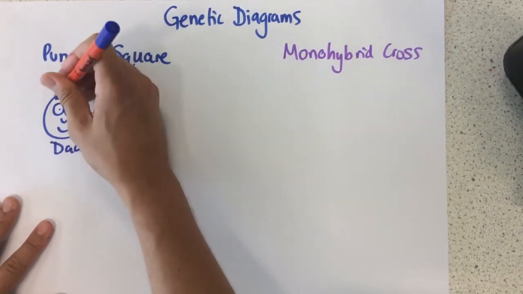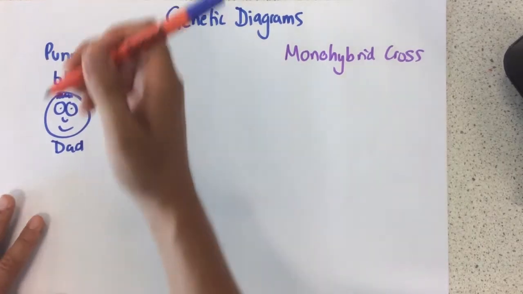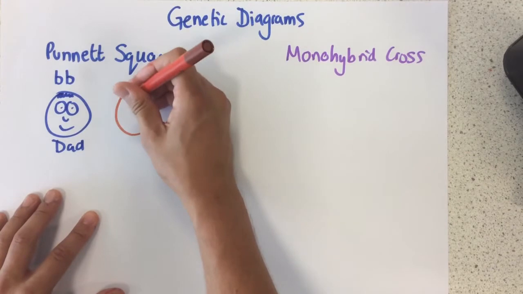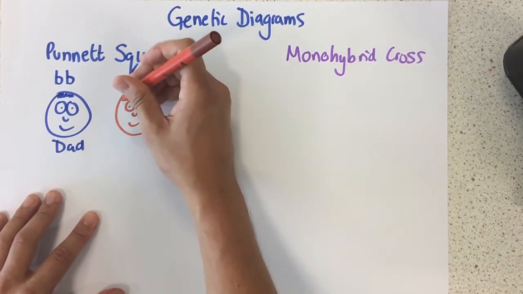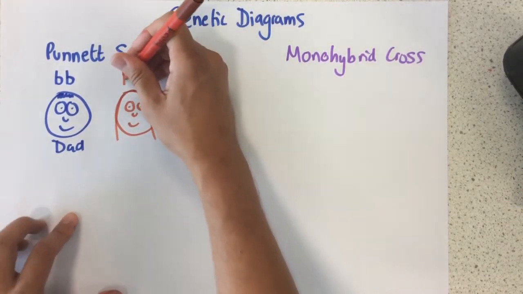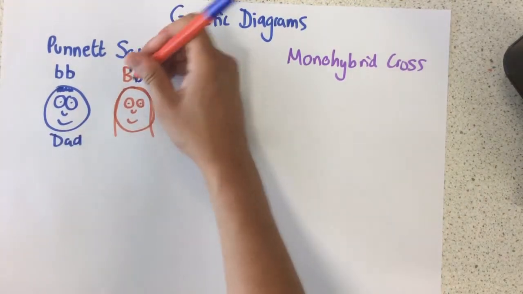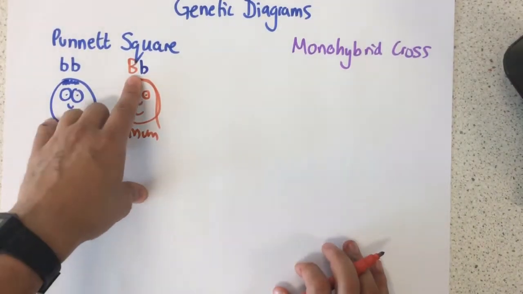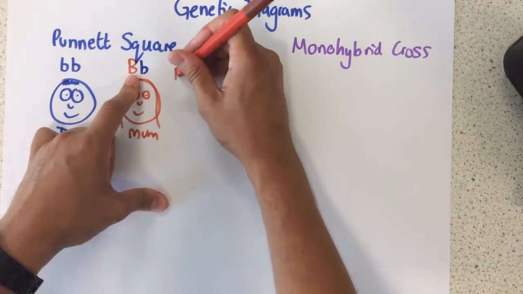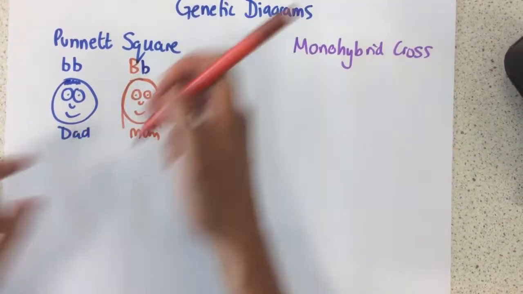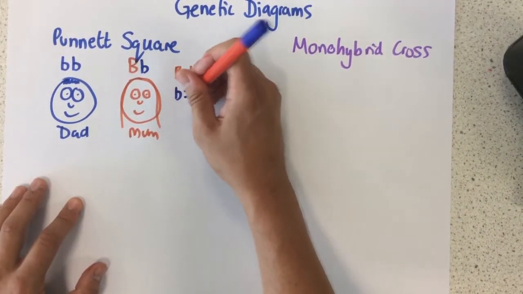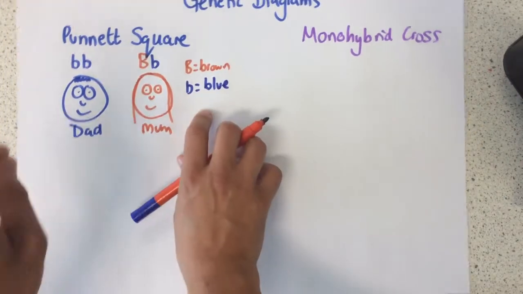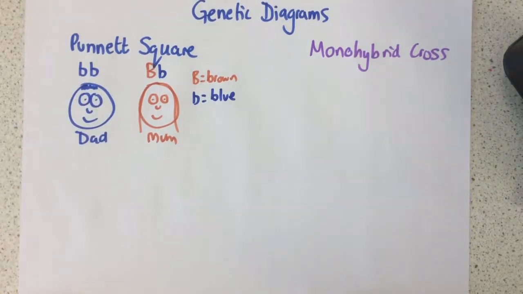Here we have Dad, and he has the genotype of two little b's, and we have Mum, and she has this genotype of one big B and one little b. So just a reminder about what this means. The big B, the capital B, is the gene for brown eyes, and it is dominant. You can tell that it's dominant because it's a capital letter. And there's the little b, which stands for blue eyes. Remember, if it's recessive, we need two of those particular alleles in order to have that characteristic.